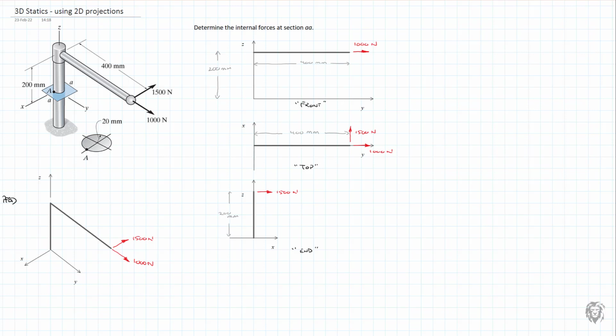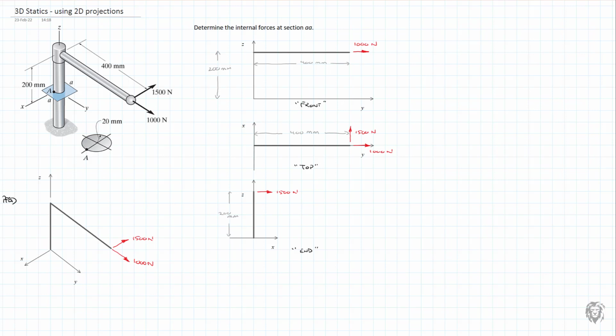First off, we have our front view, if you want to call it that, our YZ plane. And so if we look up, it goes up 200 millimeters along the z-axis and then out the arm of 400 millimeters. And really the only force we can see in this plane is the 1,000 newtons going in the positive y direction. And then on the XY plane, or the top view, of course, it's coming up in that Z direction, which we don't see.